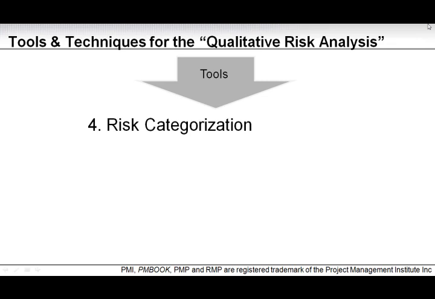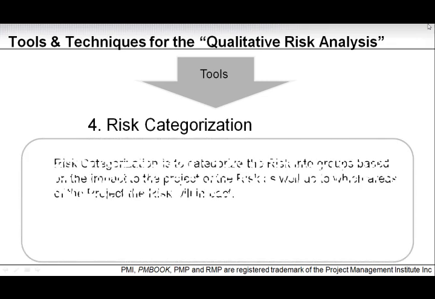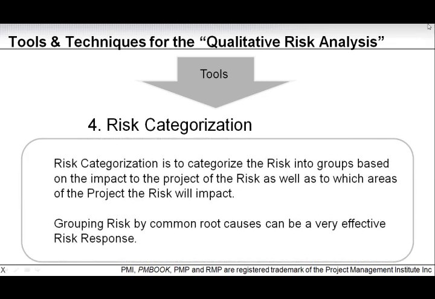Risk categorization. During our qualitative risk analysis, risk categorization is used to categorize the risks into groups based on the impact of the risk to the project, as well as which areas of the project the risk will impact. Grouping risks by common root causes can also be a very effective risk response.